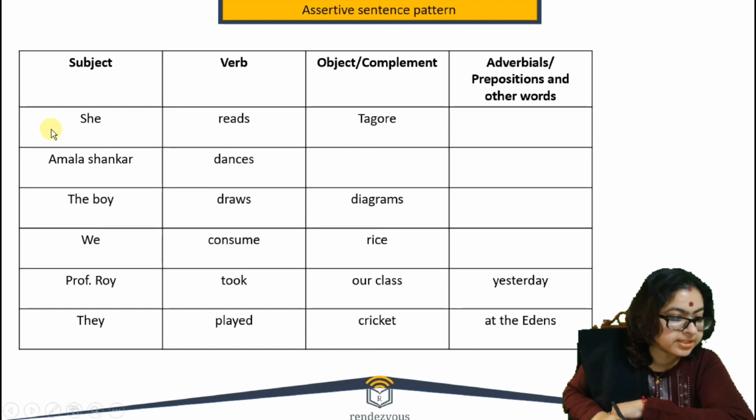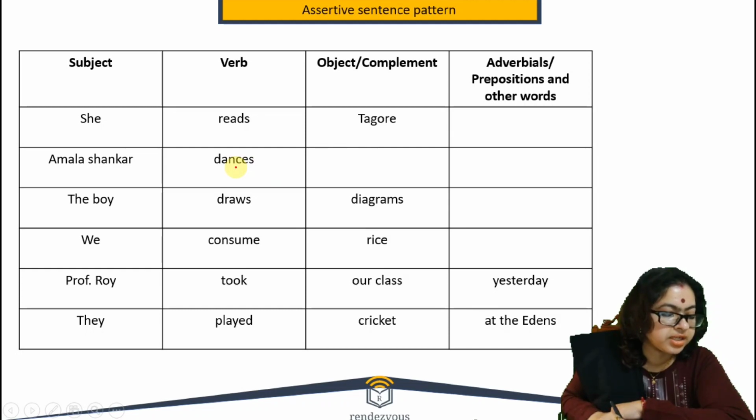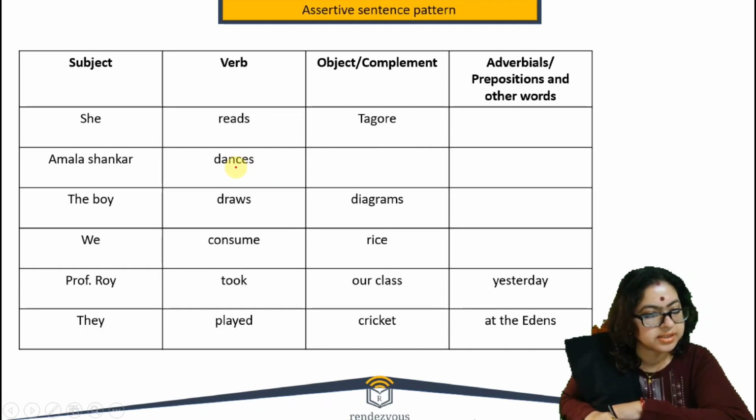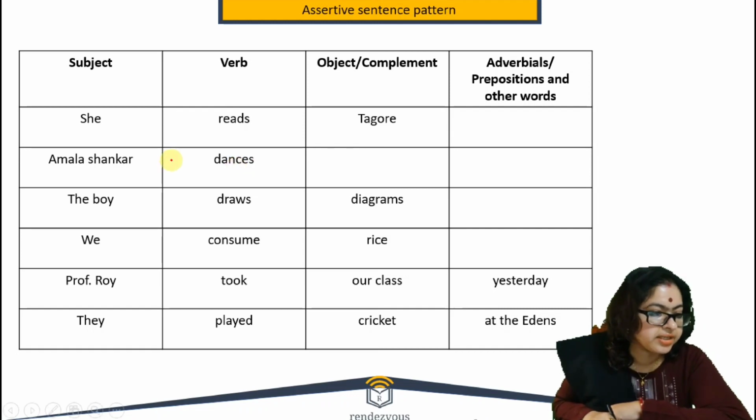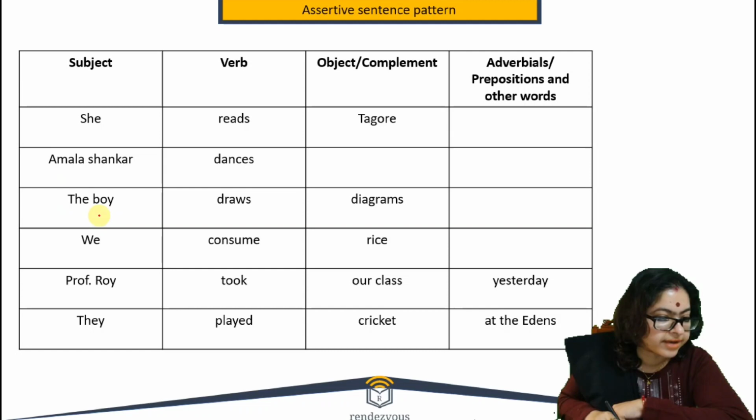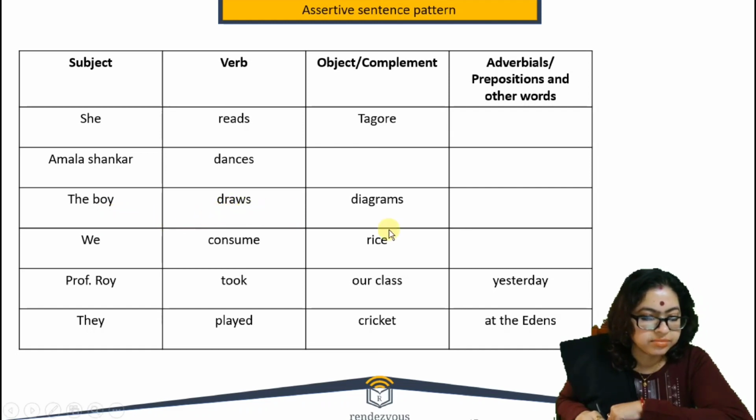In sentence number 2, Amala Shankar dances. Here Amala Shankar is the subject and dances is the verb. Here you can see that there is no object, neither is there any adverbials or prepositions and other words. In example number 3, we have the boy draws diagrams. Here the boy is the subject, draws is the verb, diagram is again the object. If you ask the verb, what does the boy draw? The answer is diagram. So diagram is the object.